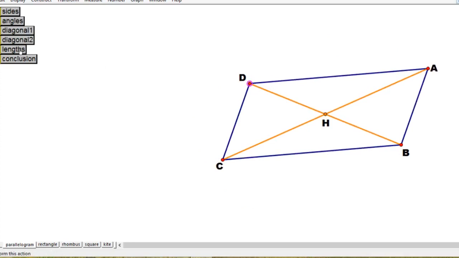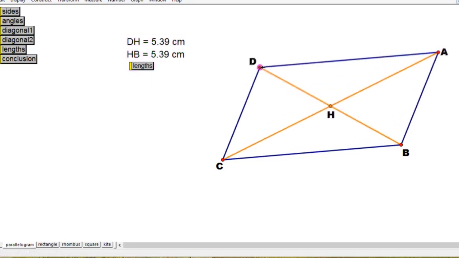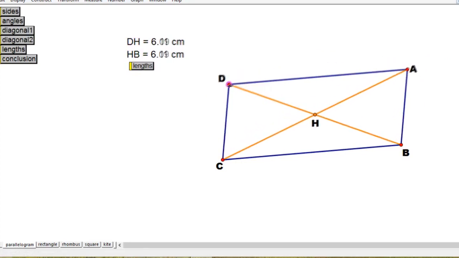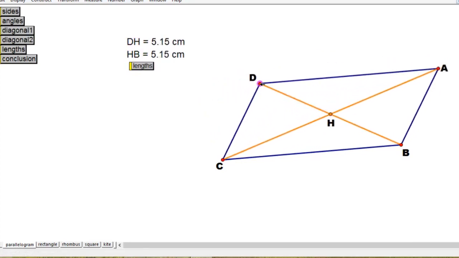I'll show you the lengths. There. Segment DH and segment HB. No matter how I drag a vertex, you see that segment DH and segment HB are congruent. What does that tell you about point H with regards to the diagonal DB?